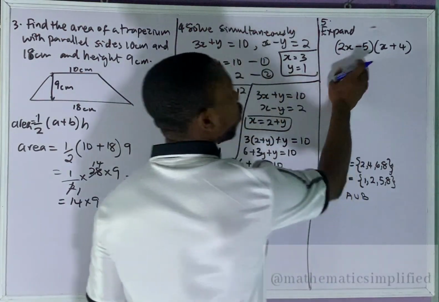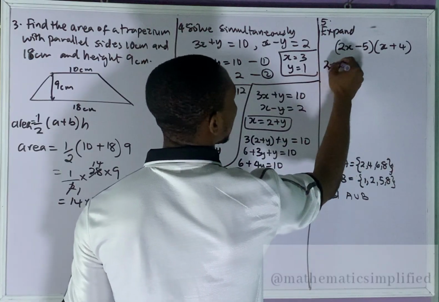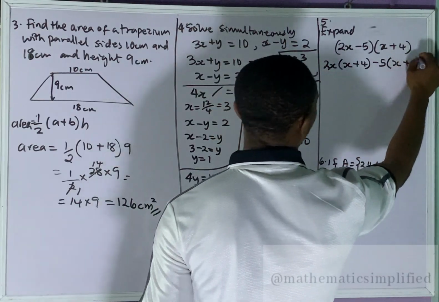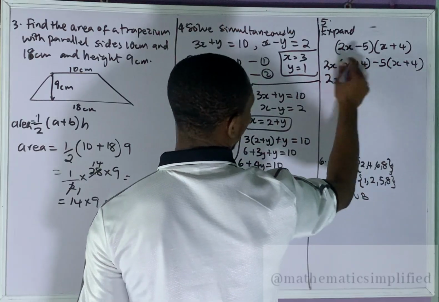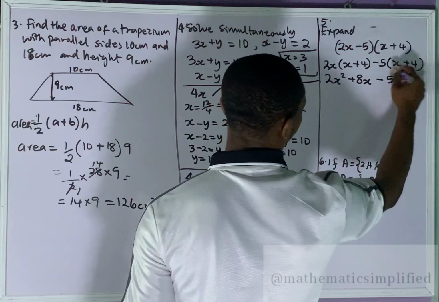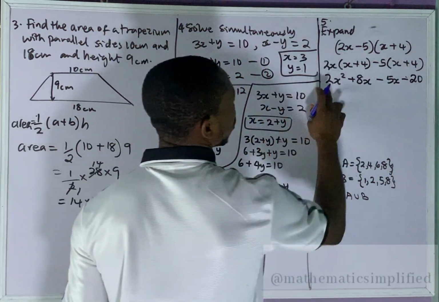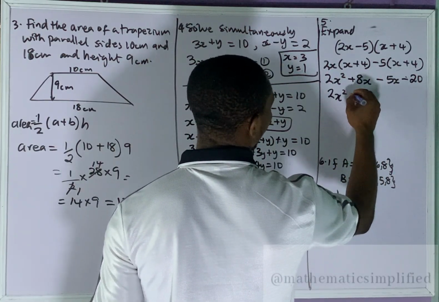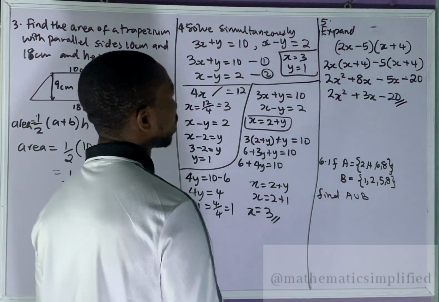Now in this, we'll keep one constant and use the other to open it up. So we have 2x bracket x plus 4 minus 5 bracket x plus 4. 2x times this will give us 2x squared plus 2 times 4, 8x, minus 5x plus minus 5 times 4, 20. So this gives us 2x squared, 8 minus 5 will give us plus 3x minus 20, all right, as our expansion.